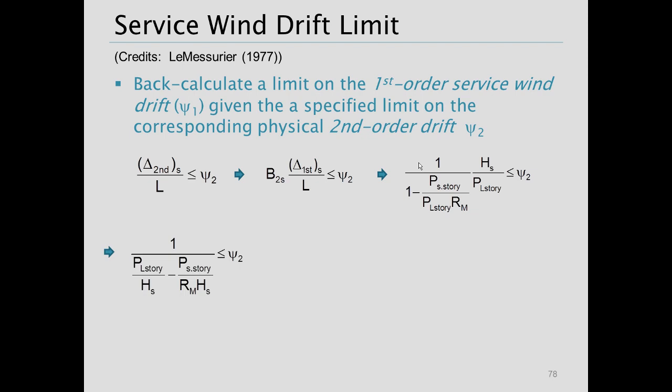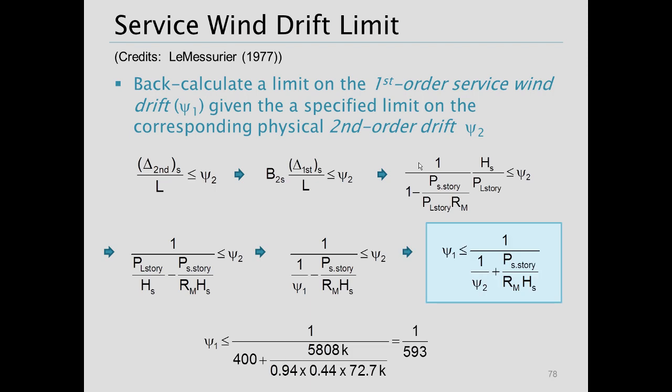Now let's basically do a little algebra, and so we can get this equation to the form I've just displayed now. If we take that a little bit further, PL story divided by H sub S is 1 over psi 1. And so that's the only change here in going to this form. Now let's solve for psi 1. So psi 1 is the limit on the first order service wind drift that we would need if we want to ensure that we're not going to exceed whatever our specified value is for psi 2.